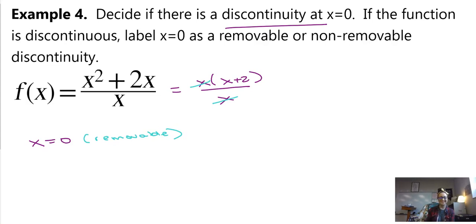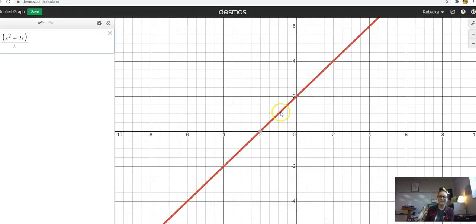Let me show you the graph to convince you. So here's a graph of that f of x. It looks continuous, but let's get closer on x equals 0, and you'll see, oh, there is a hole there actually, right? So I do have a discontinuity at x equals 0, but notice it's removable because I can patch that with just 1 point.